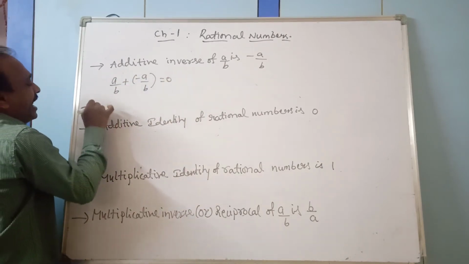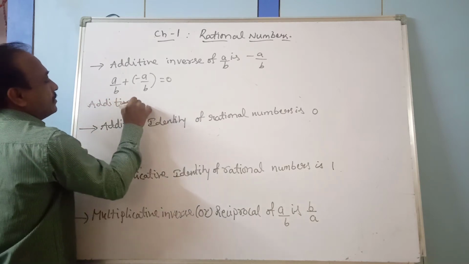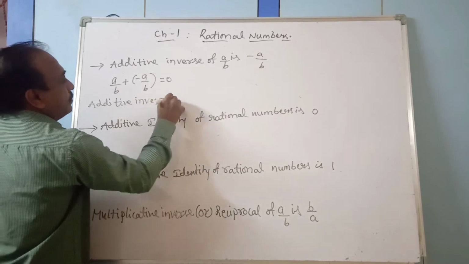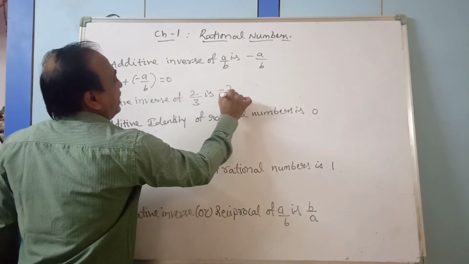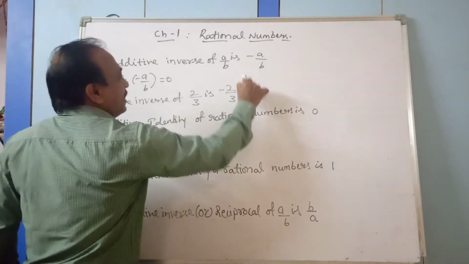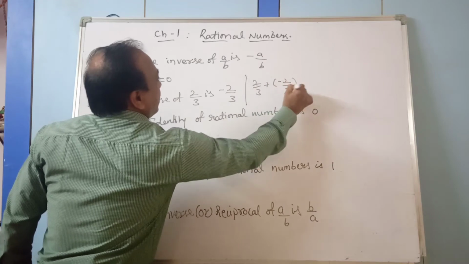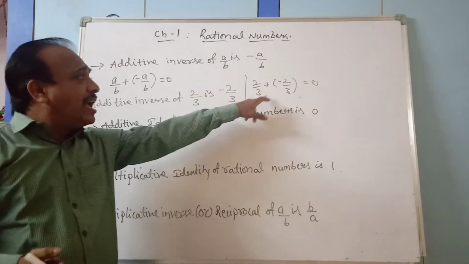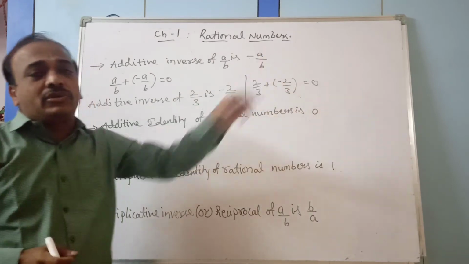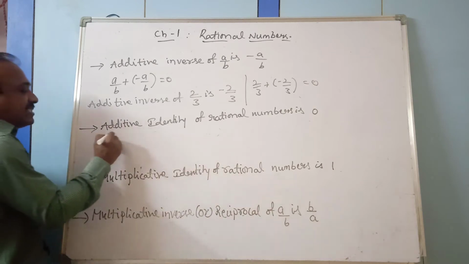Similarly, the additive inverse of 2 by 3 is minus 2 by 3. You observe it here, 2 by 3 plus minus 2 by 3 is equal to 0. They are like rationals, one is plus and one is minus, so the sum is 0. Now, the additive identity of rational numbers is 0.